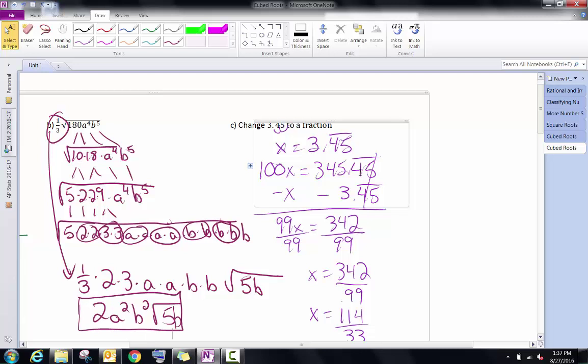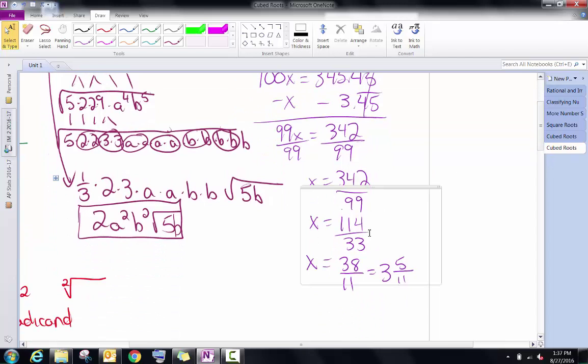And then we subtract the 2 equations. So I'm just going to rewrite this one down here and I subtract. So 100x minus x is 99x. 345.45 repeated minus 3.45 repeated. The repeated parts cancel out, which is what we're doing. 345 minus 3 is 342. And now I have 99x equals 342. I divide by 99. X equals 342 over 99, but I can simplify. I can divide by 3, and I can divide by 3 again. Or I can just divide by 9. Either way, we get 38 over 11, or 3 and 5 over 11. It doesn't matter to me which way we do it.